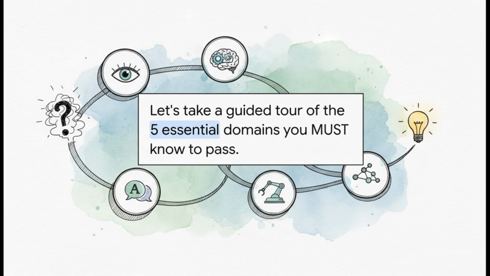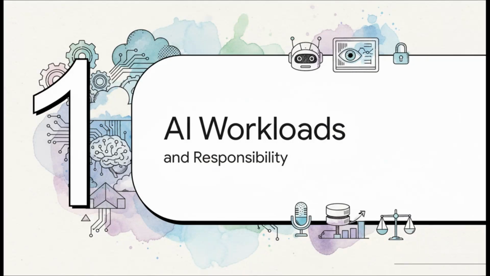We're going to take a guided tour through the 5 key essential domains that Microsoft itself says you absolutely have to know. By the time we're done, you'll have a super clear roadmap of what to focus on. First up, let's talk about the big picture. This first domain is really all about getting the lay of the land. We're looking at the different kinds of tasks AI can handle on Azure, what they call workloads, and, just as important, the whole idea of using this powerful technology responsibly.